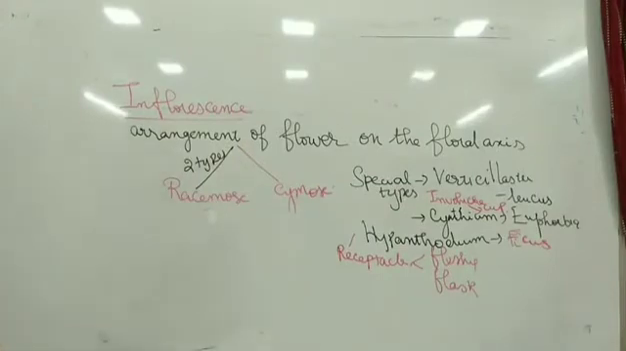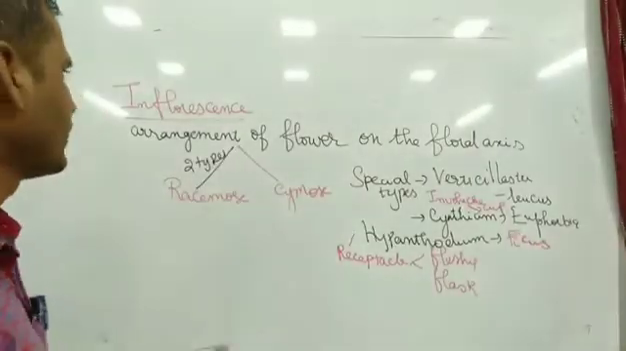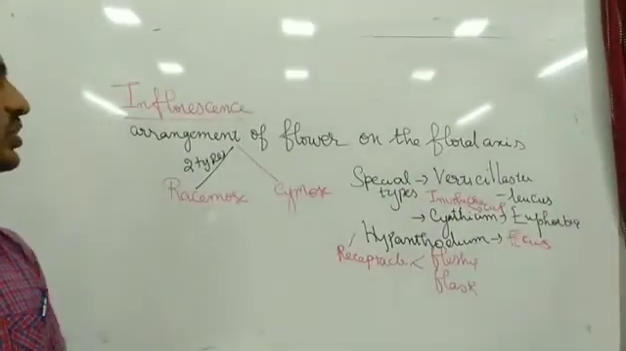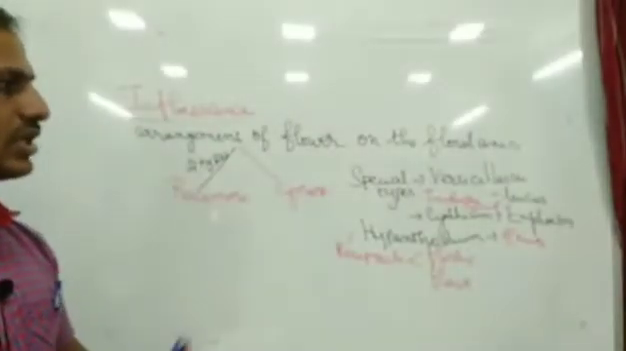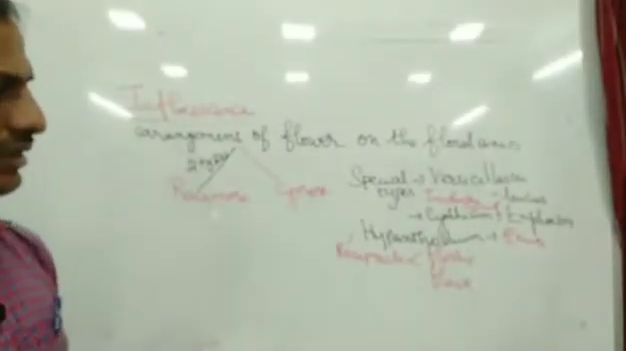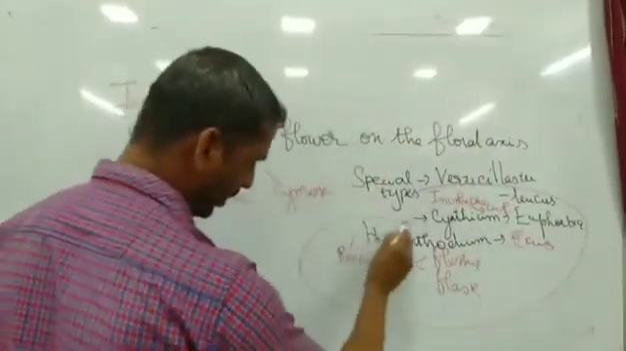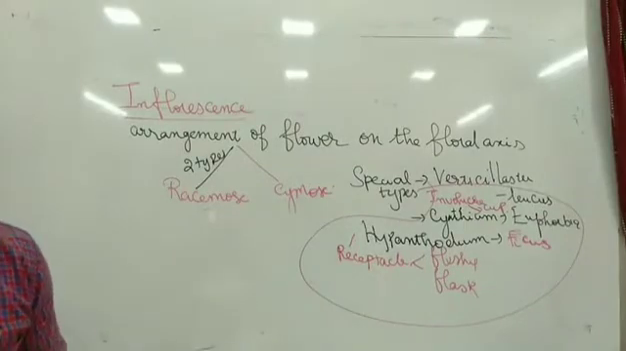Inflorescence means arrangement of flowers on the floral axis. And special types of inflorescence are verticillaster, cyathium, hypanthodium. Sometimes these are frequently asked in the NEET examination point of view.